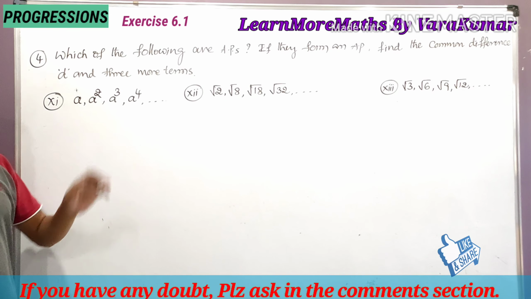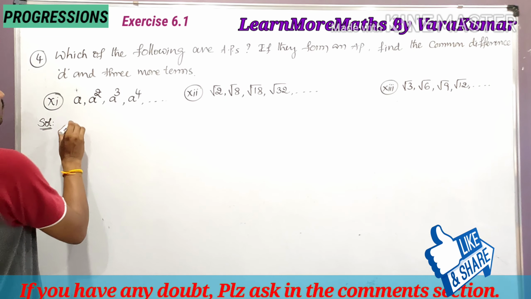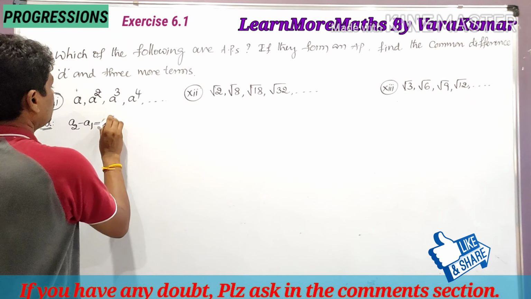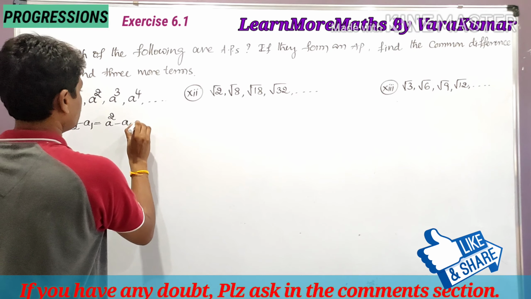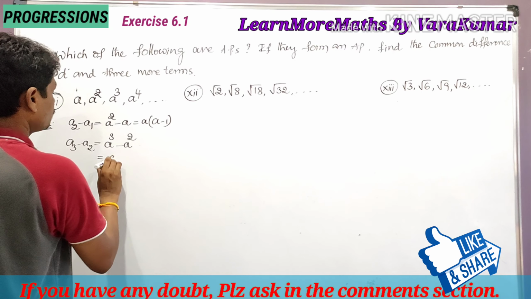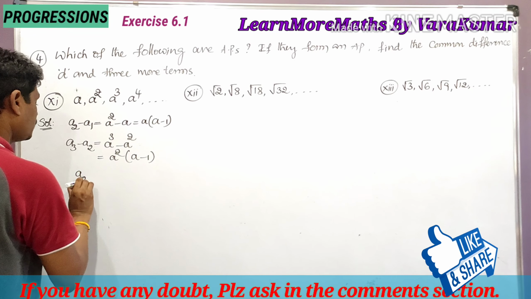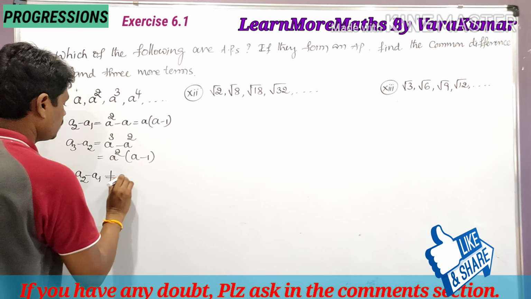Student, this is the 11th bit in the fourth problem: a square, a cube, a to the power 4 and so on. He is asking to find whether it forms an AP or not. So a2 minus a1 is equal to a square minus a. We can take a as common, so a into a minus 1. Next, a3 minus a2 is equal to a cube minus a square. We can take a square as common, so we get a square into a minus 1. But these two are not equal, student. Here it is a into a minus 1, but here it is a square into a minus 1. So a2 minus a1 is not equal to a3 minus a2. Therefore, it doesn't form an AP. So this is the 11th bit, student.